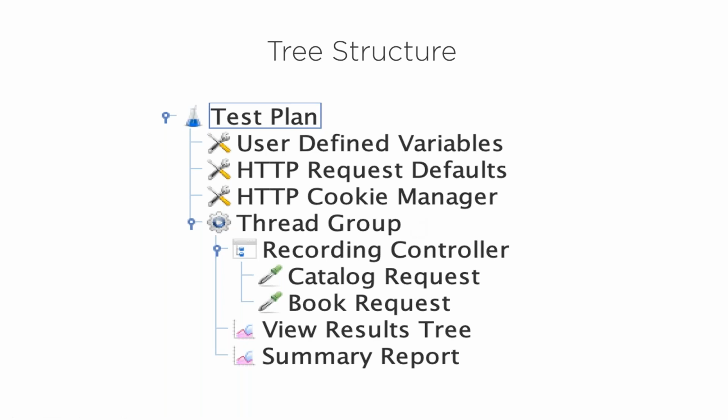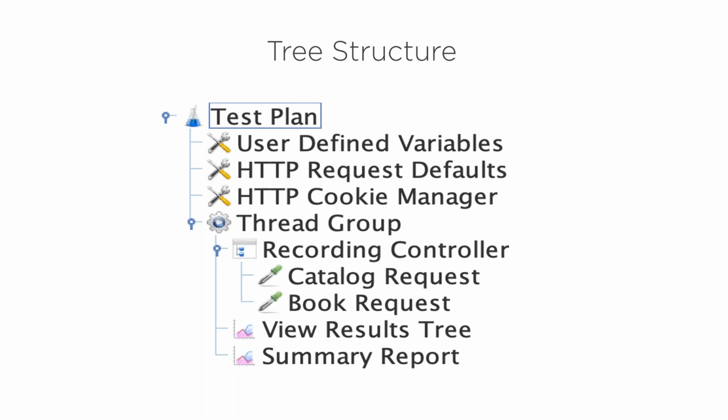Here you have one simple test plan, and you can see there are some variables which are defined. Then an HTTP request which is being called. Some cookies manager is also there. Then some thread group is there. Remember, the thread group is for creating the number of users traffic, basically. And then some controllers are there. You see the recording controller, then catalog requests, book requests, some view results trees, and summary reports. Now you will be confused about what exactly all this is. Don't worry, it's not that difficult.